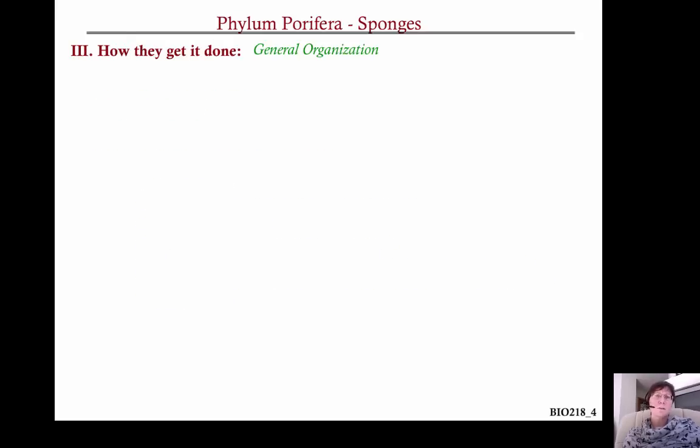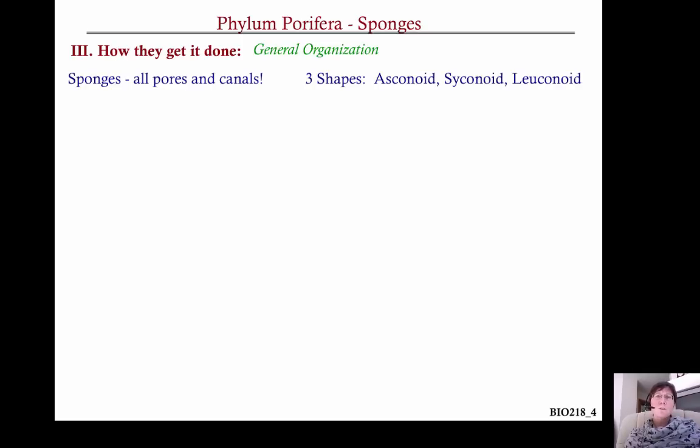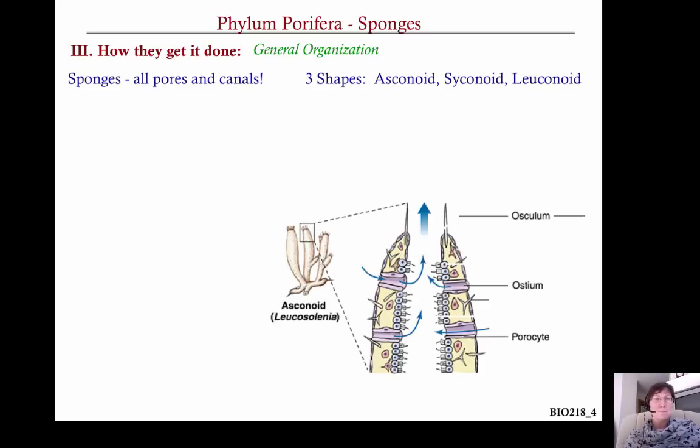Okay, let's talk about the general organization of sponges. Again, they are literally a system of pores and canals. They have water flowing through them, and they actually build up the current to make that happen. That's to bring water through them to bring food and to help them expel their wastes. There are three general shapes of sponges. You can be asconoid, sycanoid, or leuconoid, and that's in increasing order of complexity.